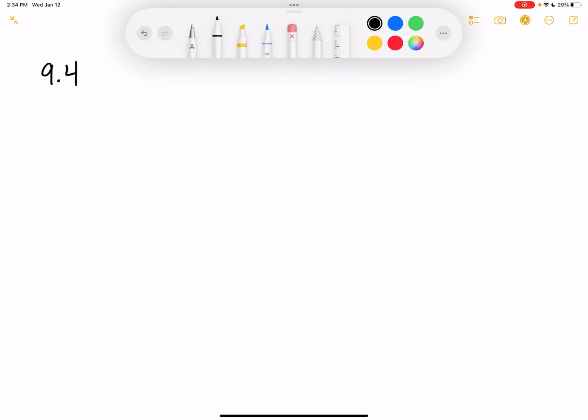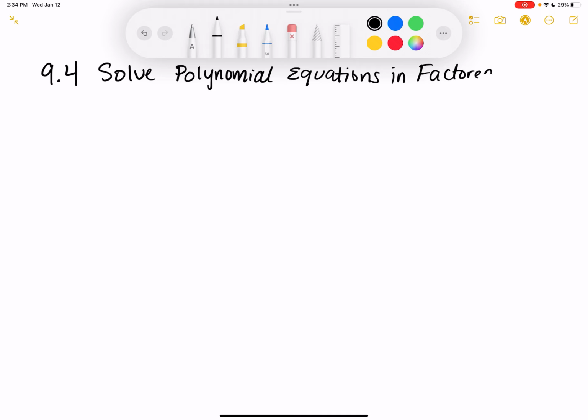Alright, 9.4. Solve polynomial equations in factored form. The final answer might be fractions, but that's it.